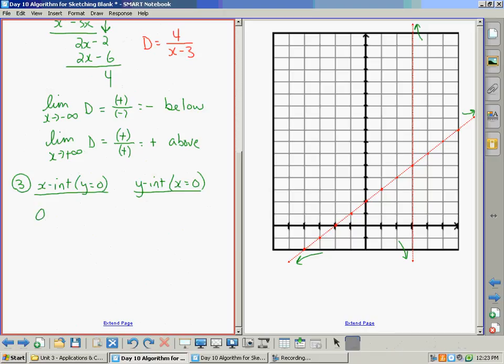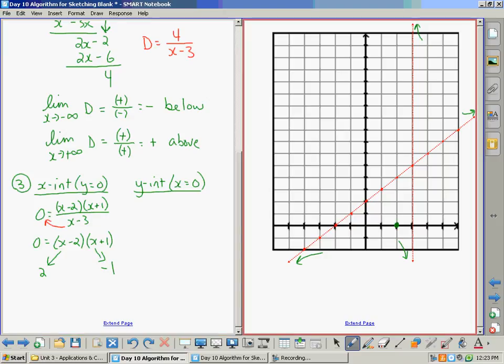So y equals 0 is 0 equals x minus 2 bracket x plus 1 all over x minus 3. Again, if you recall, we don't really need to write the bottom because the first step shows that the bottom gets multiplied by 0 and that disappears. That leaves us with just 0 equals x minus 2 and x plus 1. That's going to result in 2 x-intercepts, the first one being at 2 and the second one being at -1. So those 2 x-intercepts we can actually graph on our graph. So there's the x-intercept at 2 and the x-intercept at -1.